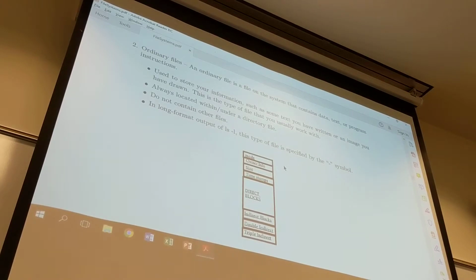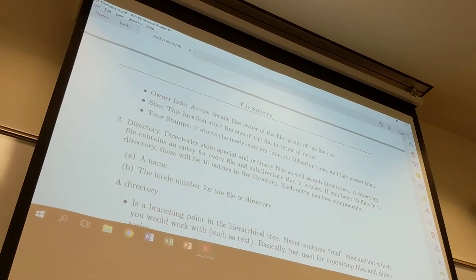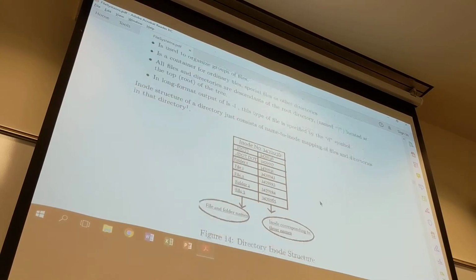Okay, and accessed means every time that we use a file or directory, we have to go back to its inode and update that time. So we'll see that that's actually one of the big performance problems we're going to have to deal with. All right, we'll talk about directories.